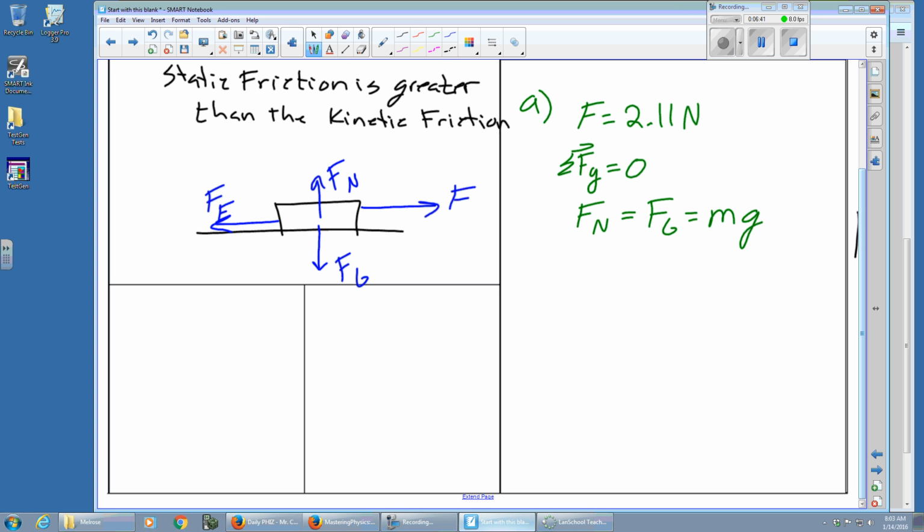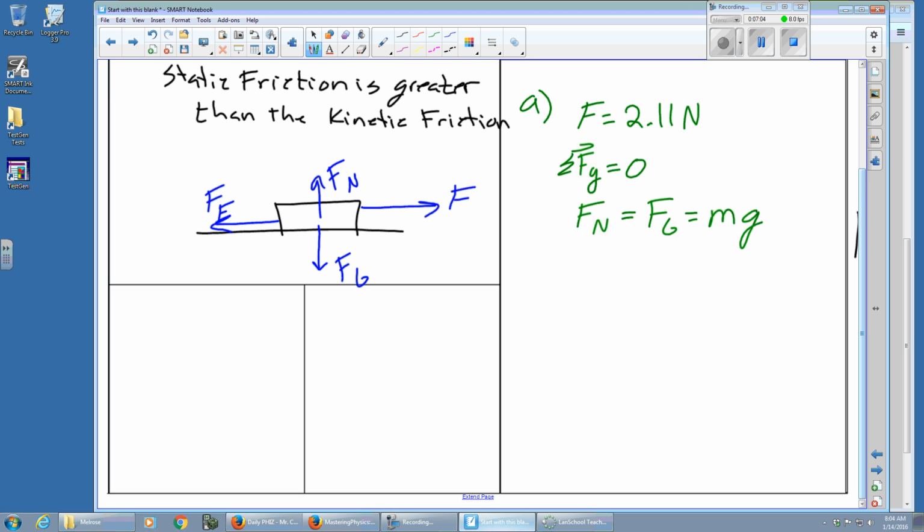Does anyone need me to go into more detail of how I got that? Yeah, that's the force I'm pushing it with, yeah. Yeah, because it has static and then kinetic, right? Okay. Nope.